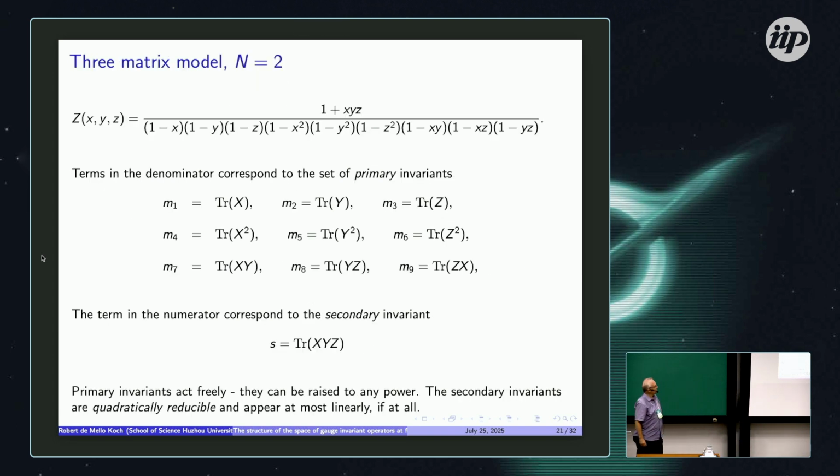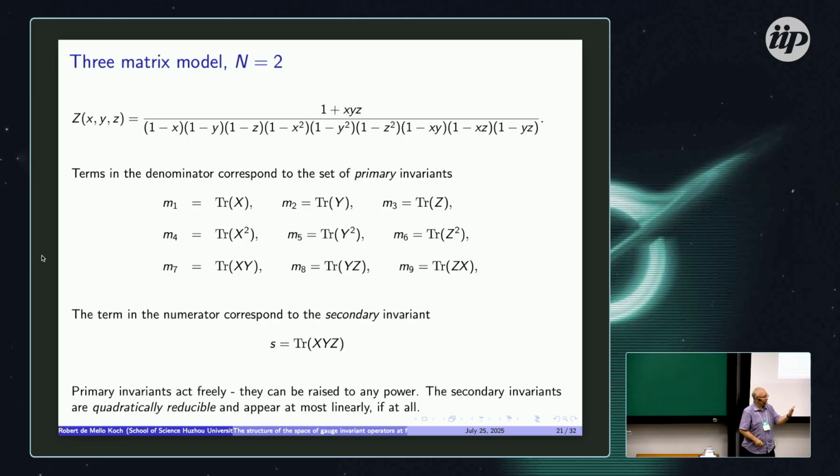Let's look at now a model, still with n as 2, but we'll have 3 matrices. I've called them x, y, z, and I've again graded by each species of matrix. The reason why this is an interesting exercise is that this is the first time that we get a non-trivial secondary invariant. And the secondary invariant in this case looks like xyz.